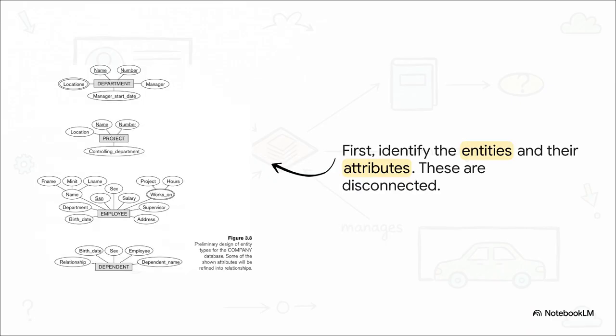That's the goal. So step one is finding all the nouns and adjectives. Based on our requirements, we can pretty easily pick out our main entities: department, project, employee, and dependent. And for each one, we list its attributes. But as you can see here, right now they're just 4 separate islands of information. They aren't talking to each other at all.